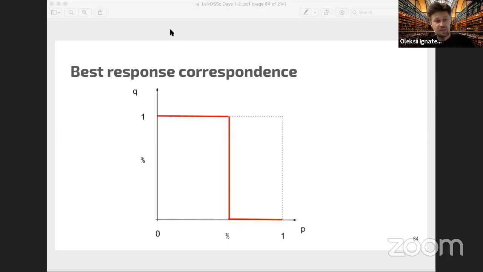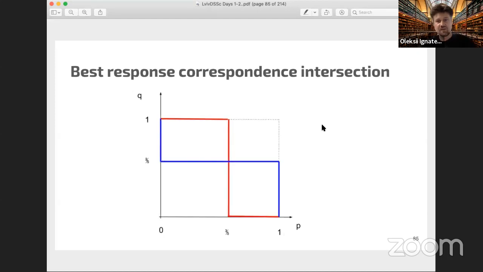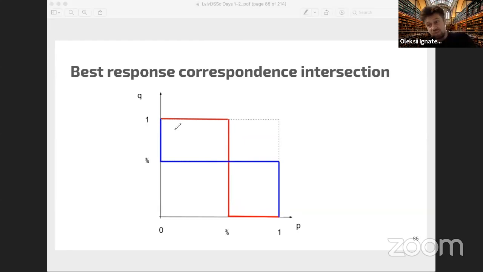And if we draw the same thing for the other player, then we have two correspondences. Red is for the first player and blue is for the second player. And as Nash noticed, best reply to best reply is the Nash equilibrium. We have 3 intersections here. These 2 intersections are the Nash equilibrium in pure strategy, and this 1 intersection is the Nash equilibrium in mixed strategy. So it's a very nice picture to know about if you need to calculate mixed Nash in a 2 players game.